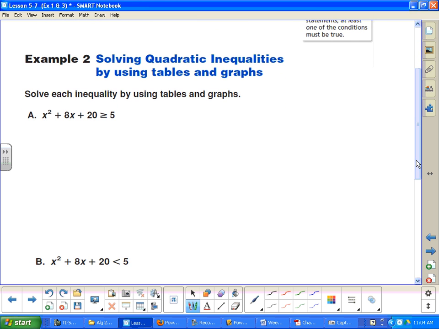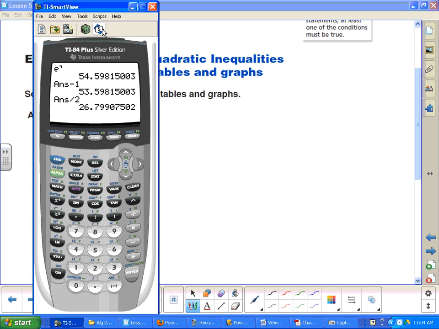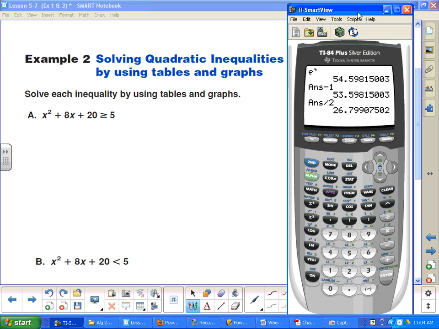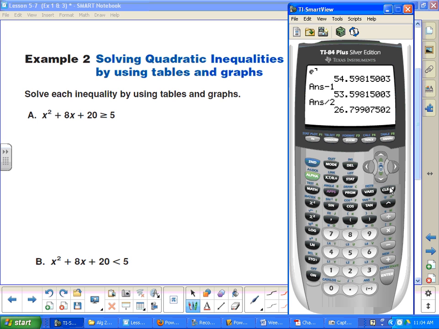So here they want us to use tables and graphs to solve this inequality. x squared plus 8x plus 20 is greater than or equal to 5. So we're going to take our calculator and we're going to graph both parts. So y equals x squared plus 8x plus 20 and 5.